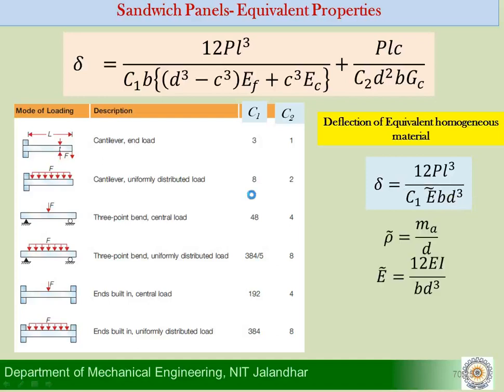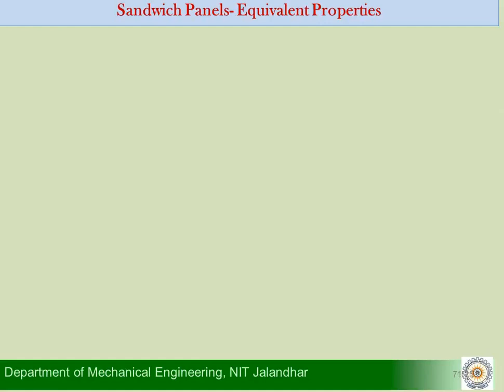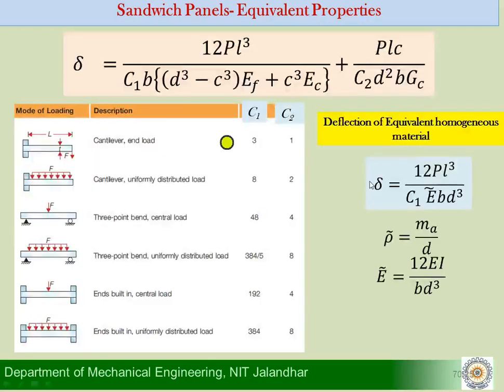And that's what we see here, that we already said the equivalent density rho bar can be MA upon D, and E bar value is nothing but 12 EI upon BD cube. Okay. So what can be done now? I have this value of delta and this value of delta.